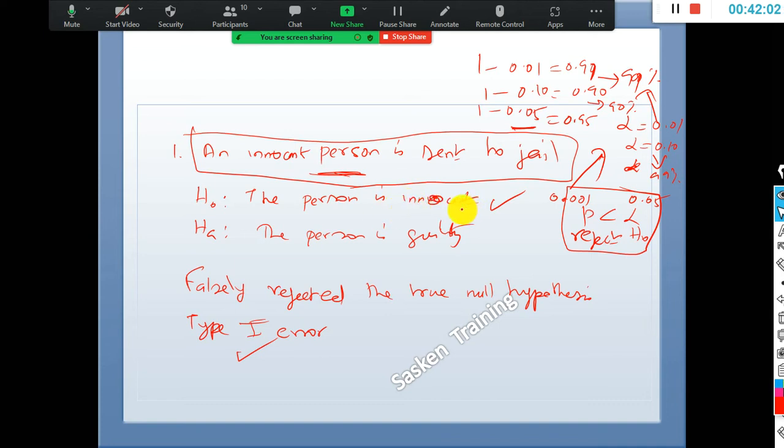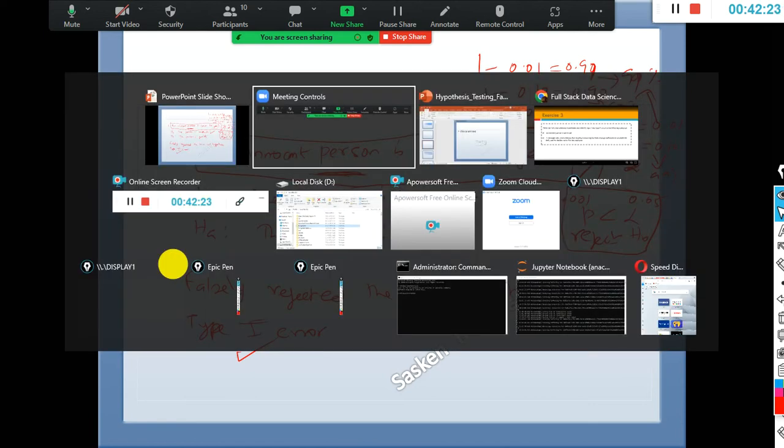It is not a mistake, he is actually innocent, but you are rejecting just because your p value is less than alpha, but actually he is innocent. You are not supposed to reject it. Mistakenly or falsely rejecting the true null hypothesis, we call it a type 1 error. Okay, and the next one is the other, what is the other statement?